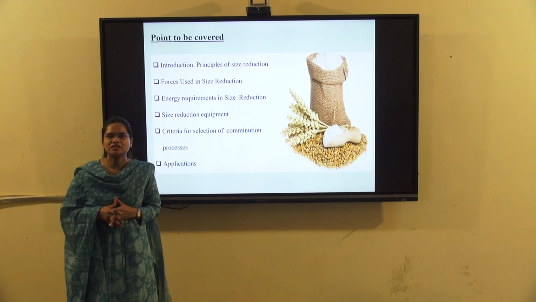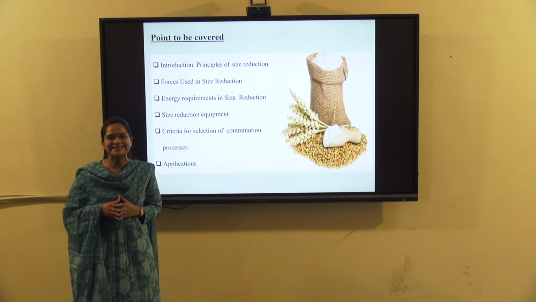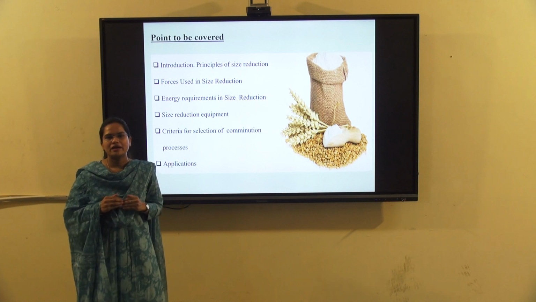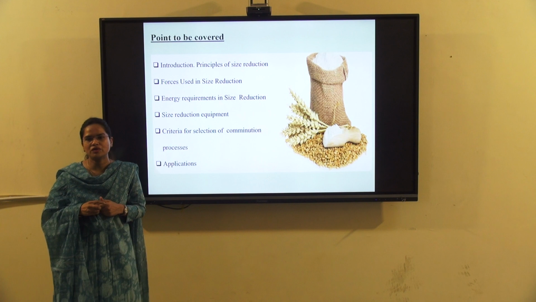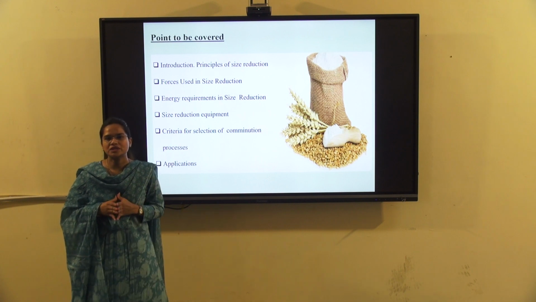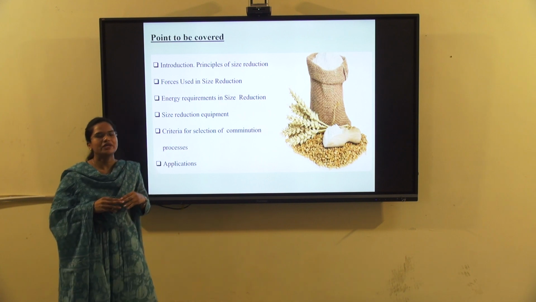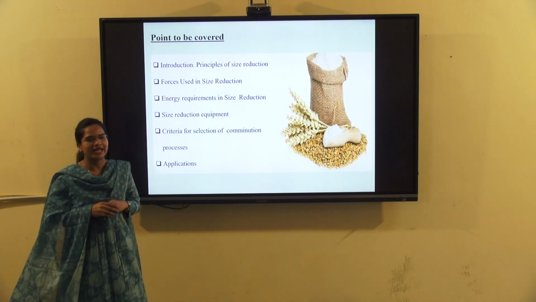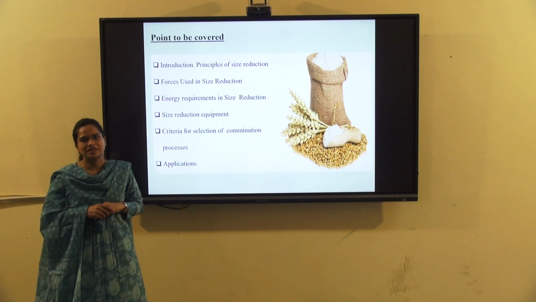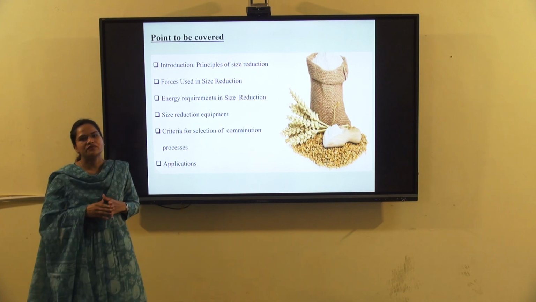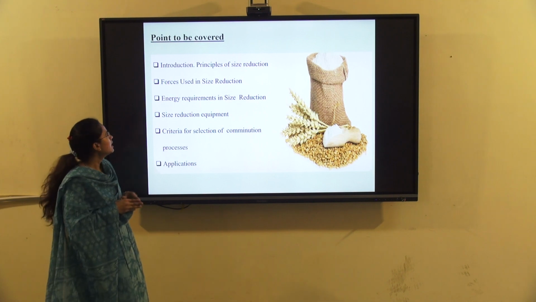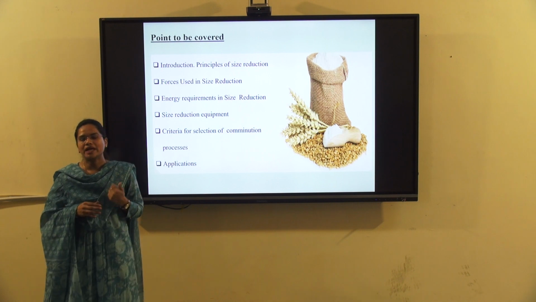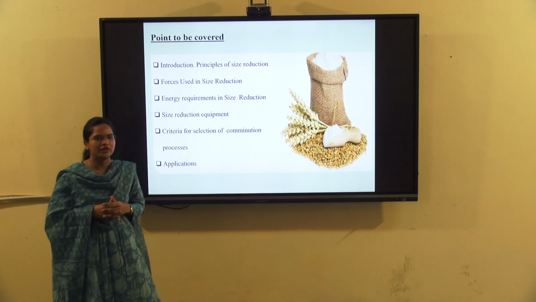So size reduction is the process where big particle size is reduced into a smaller one. It is very important during operations after the post-harvest of food. Here we are covering the following points in this lecture. First is the introduction, principles of size reduction, what are the different forces used in size reduction, the energy requirement while grinding, the size reduction equipment and the application of size reduction in the food industry.